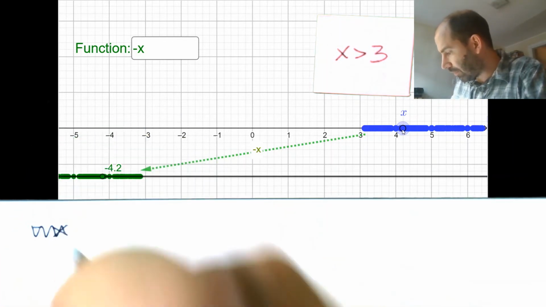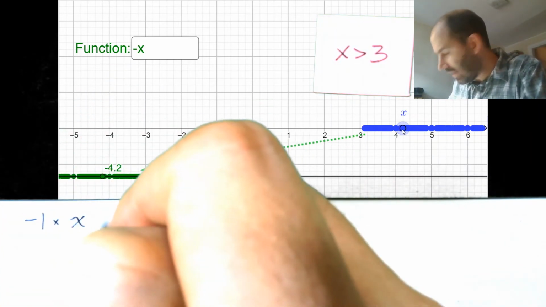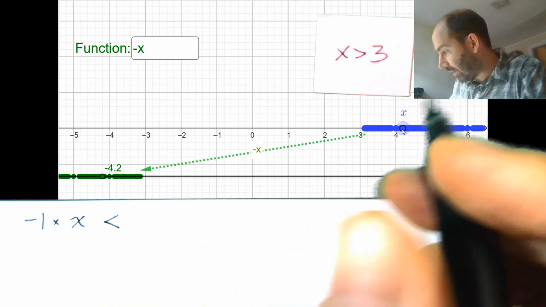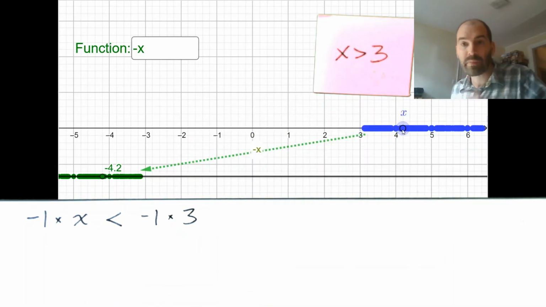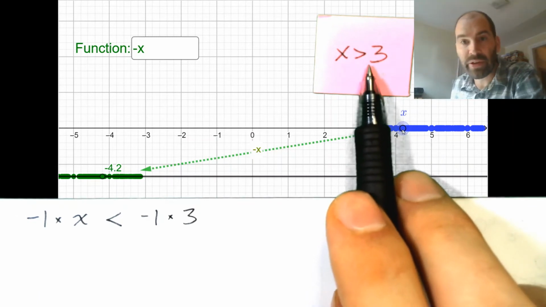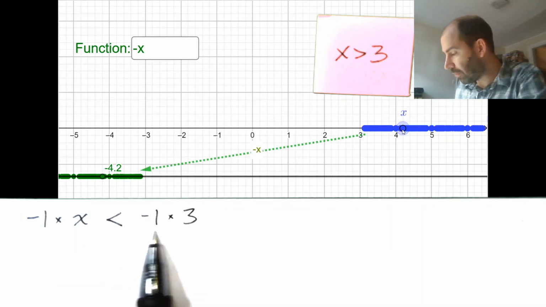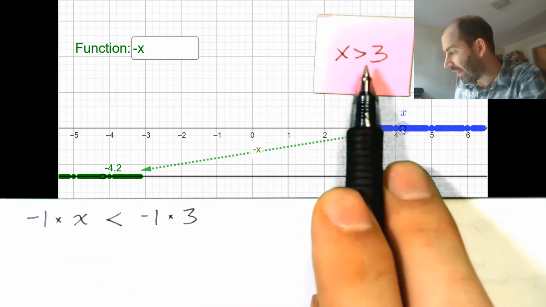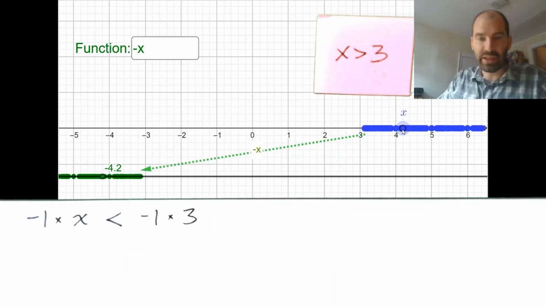So let me rewrite this a little differently. Negative x is negative 1 times x, and that is less than negative 1 times 3. So look what happened. I started with a greater than. I end up with a less than. So this is a little different. If I multiply both sides by this negative number, I have to change the direction of the inequality. And you can see it happening here.